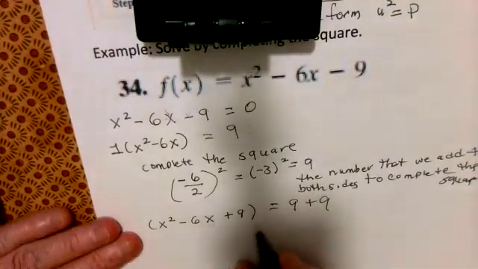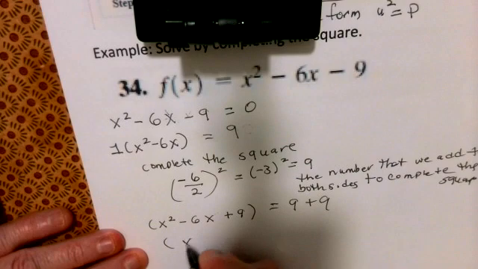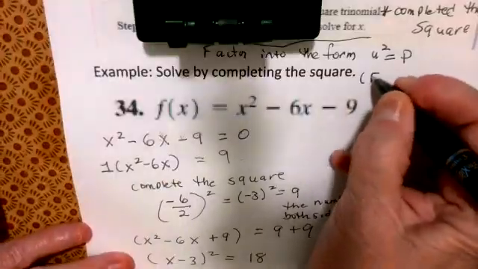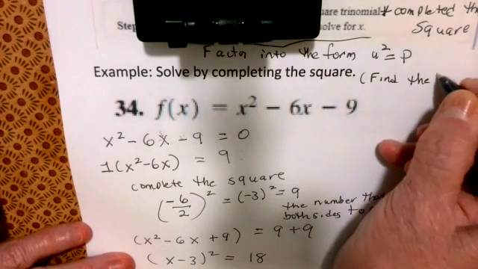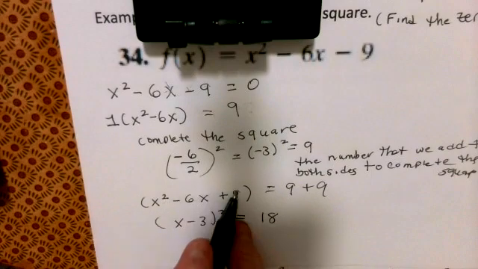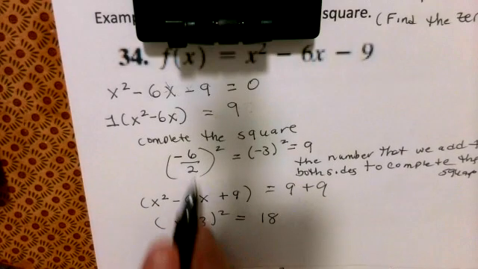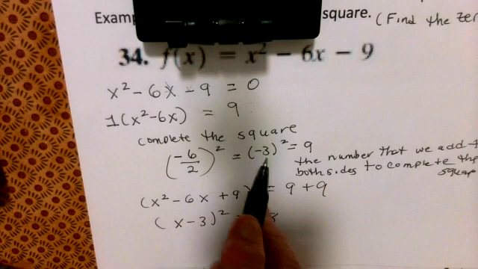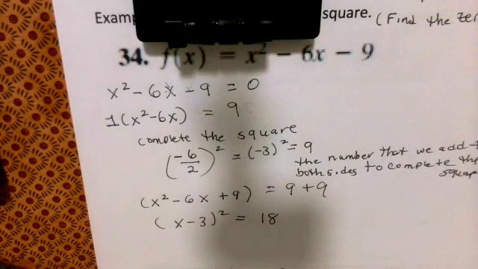And so then this is going to factor into x minus 3 squared. And then that's equal to 18. Okay, so what we're doing here where it says solve, we're finding the zeros again. So that's what we've got now. Now, how do I know this is going to factor into this? Well, because we completed the square, but if you look at this, the number that we added here was a -3. So a -3 is going to go there. And you can check it.